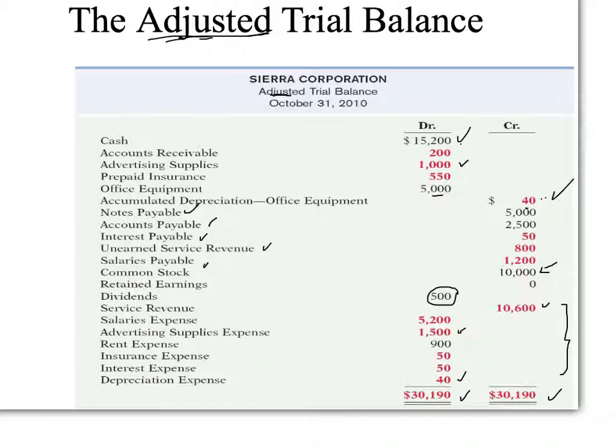And that almost completes the accounting cycle. What we have to do next is close the accounts.